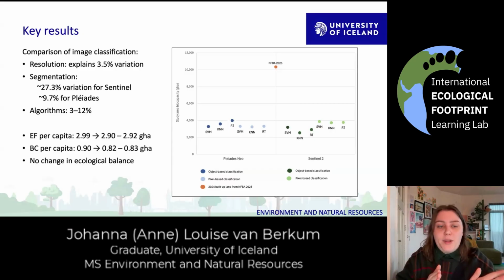So it's definitely a bit lower than the ecological footprint per capita was, but it doesn't actually amount to a change in the ranking of the Netherlands among similar countries or any countries for that matter if you list everyone out. And for biocapacity, the change, of course, is the same amount of global hectares, but the biocapacity per capita is much lower than the ecological footprint per capita. So it went from 0.9 to 0.82 to 0.83 global hectares per person. So it's a good amount of change.